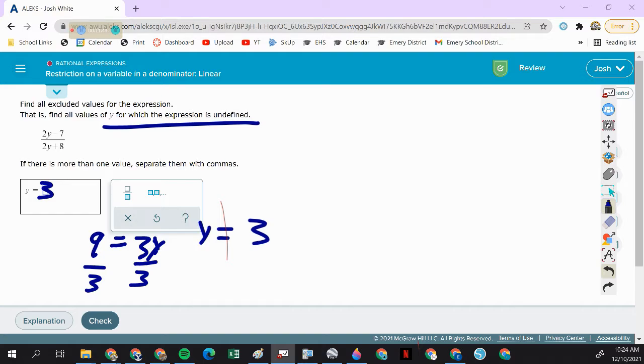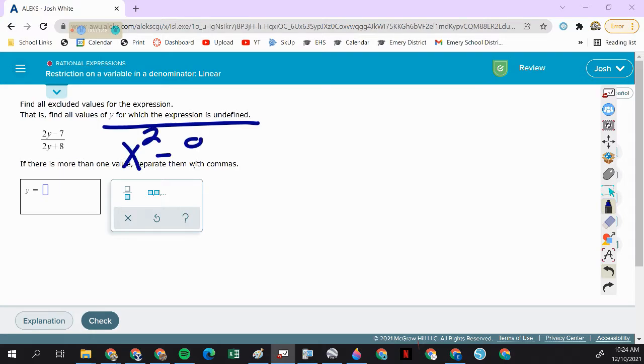Oh, you asked such a good question. Do we need to worry about the numerator? No. Is there any way to break the function by plugging numbers into x plus 2? No. The only time you run into problems is when you're dividing by 0.